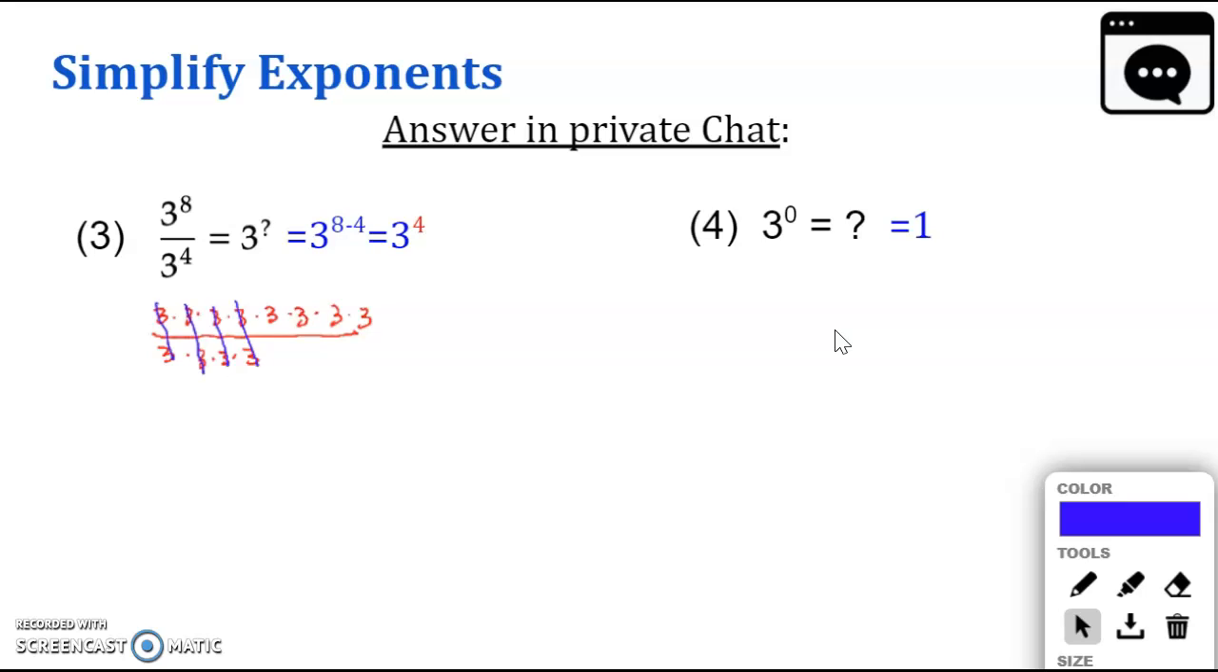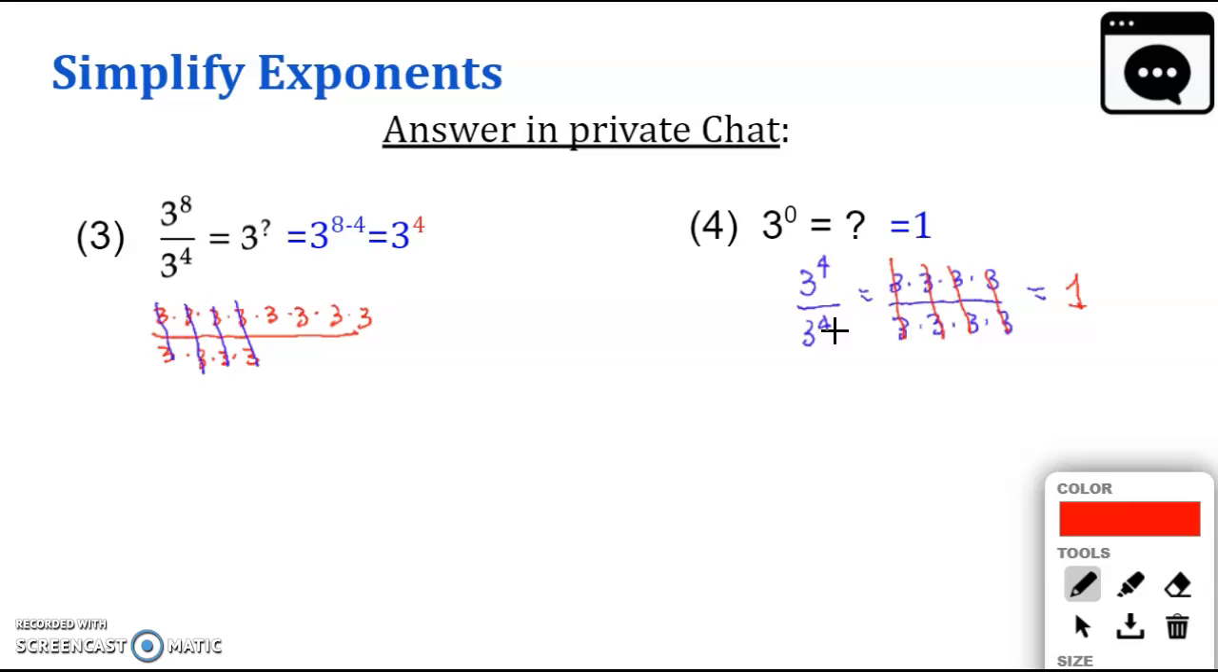Let me explain. Say if you have 3 to the power of 4. So if I have 3 to the power of 4 divided by 3 to the power of 4, this is the same as 3 times 3 times 3 times 3 all over 3 times 3 times 3 times 3. We can cancel out the top and bottom because they are just being multiplied and then divided again. So it's going to be 1 divided by 1, which is just 1.